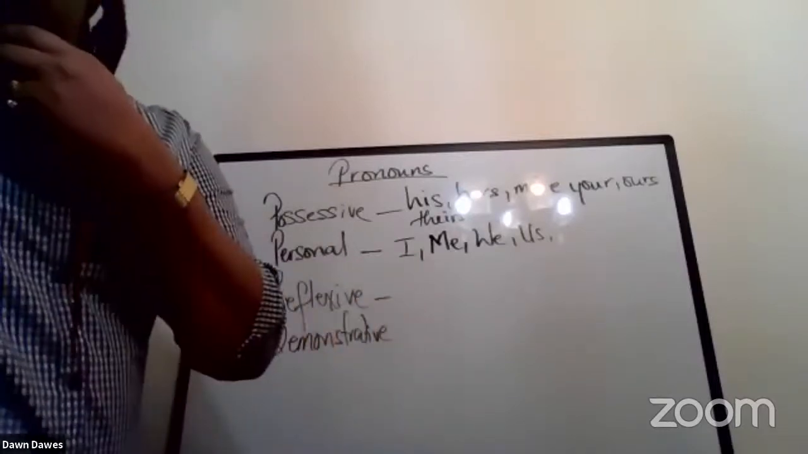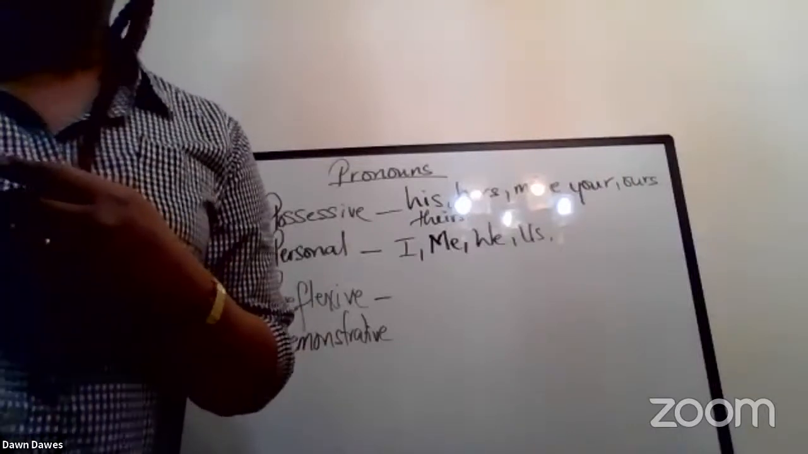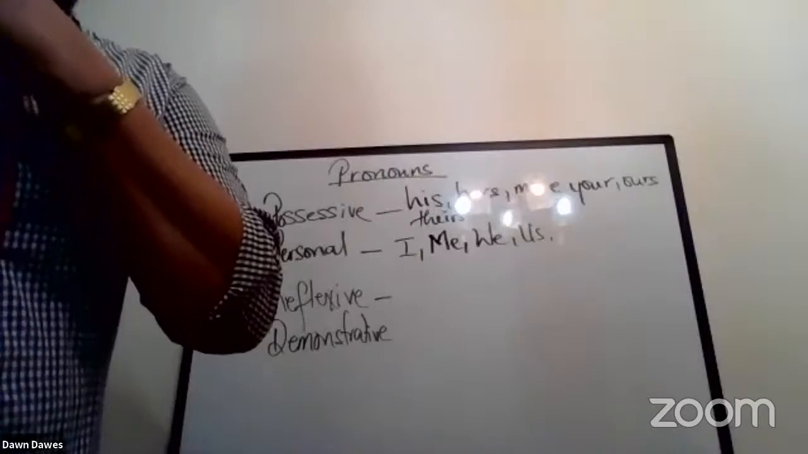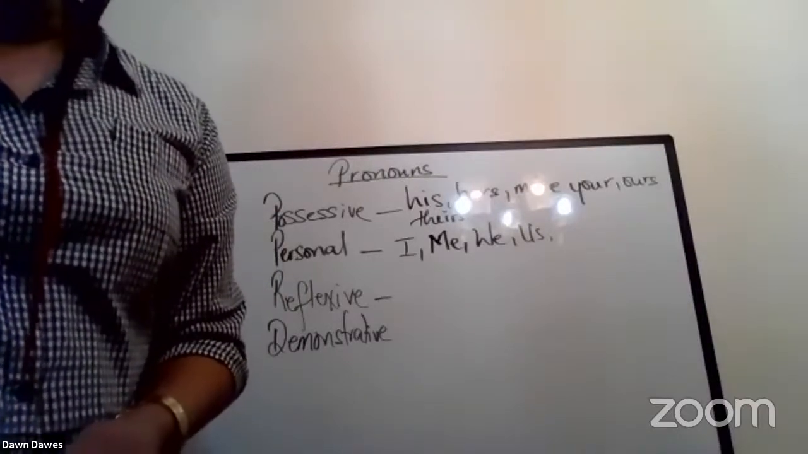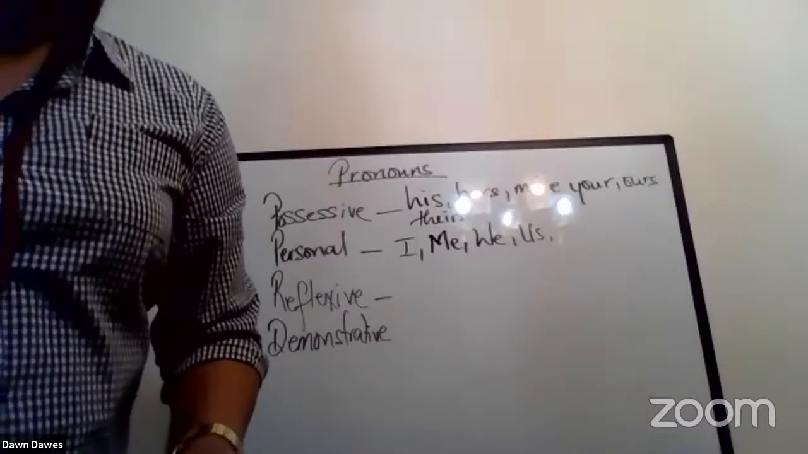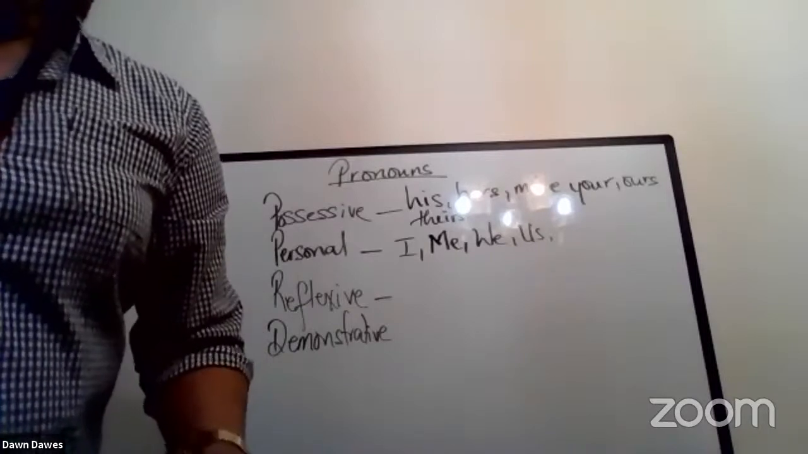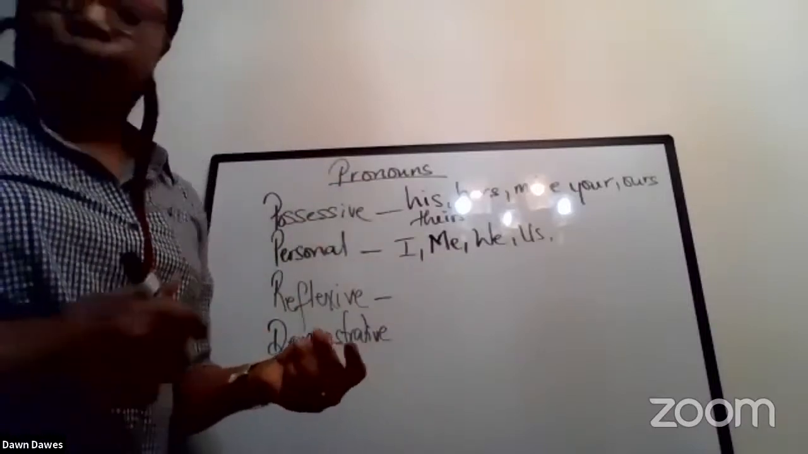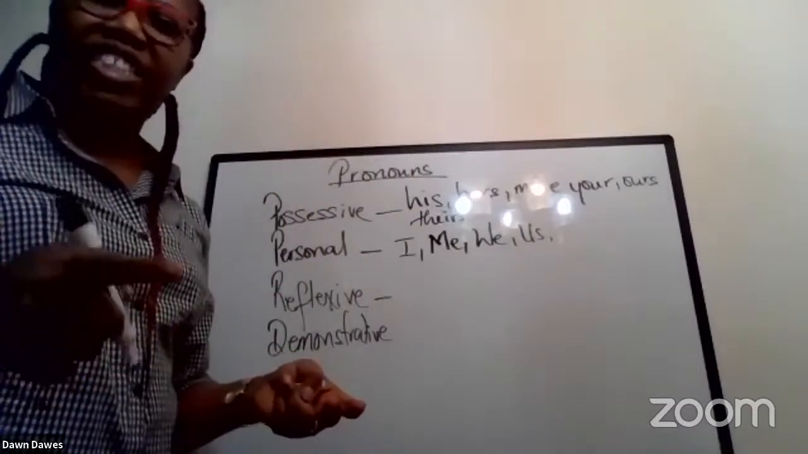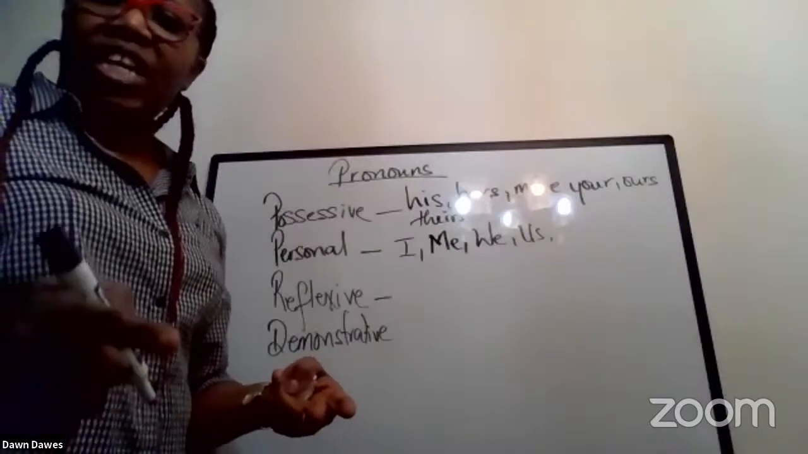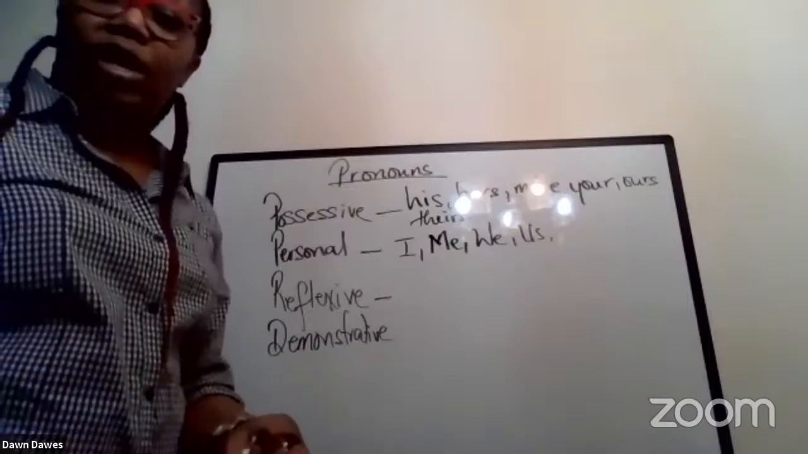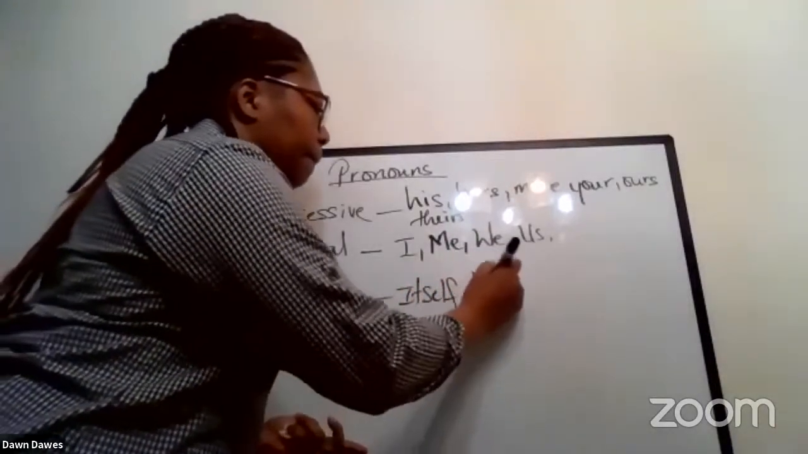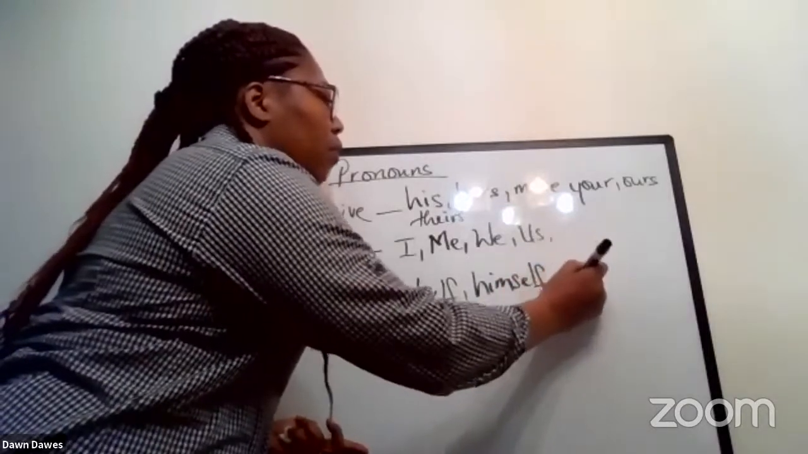Then we have reflexive. When we talk about reflexive pronouns, I am slipping here, guys. We're generally talking about pronouns that indicate a person or thing that is involved in something. These pronouns generally have self. One of the easiest ways to remember is that they have self on them or selves. For example, itself, himself, myself, or selves.